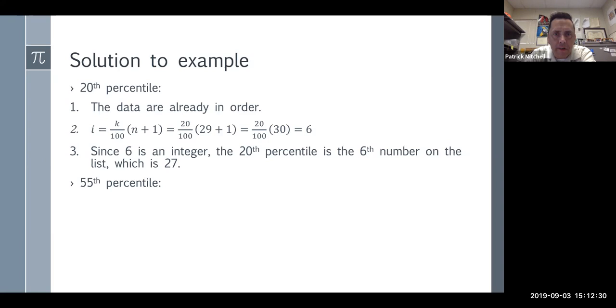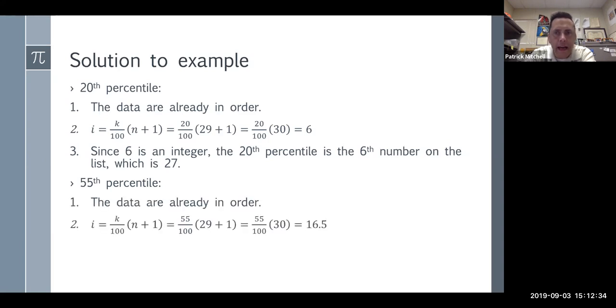So basically it works the same way. It's already in order. Find your index. So k over 100 times n plus 1 would be 55 over 100 times 29 plus 1. And this time that comes out to 16.5. Obviously, that's not an integer.